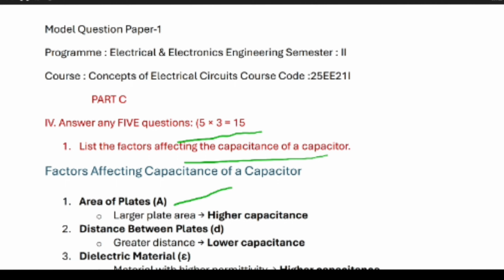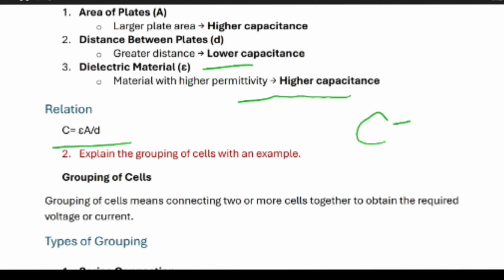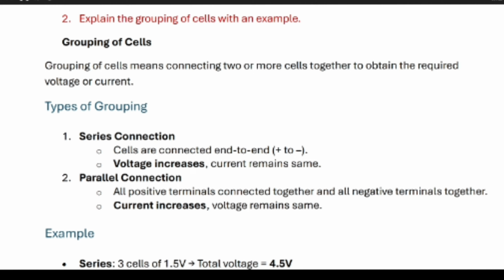These are the factors. One is the area of the plate. If the area is large, the capacitance is high. Next is the distance between the plates. If the distance is more, the capacitance is lower. The same applies to dielectric materials: the material which has high permittivity will give high capacitance. The formula is C = εA/d, depending on the area, the distance, and epsilon is the permittivity.